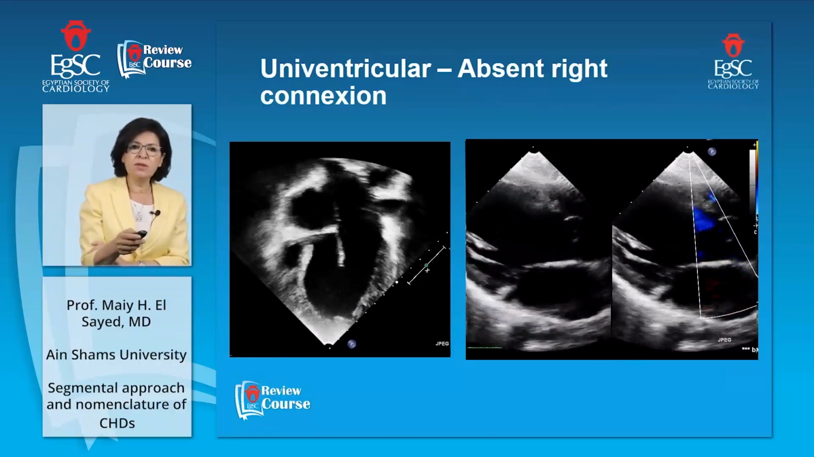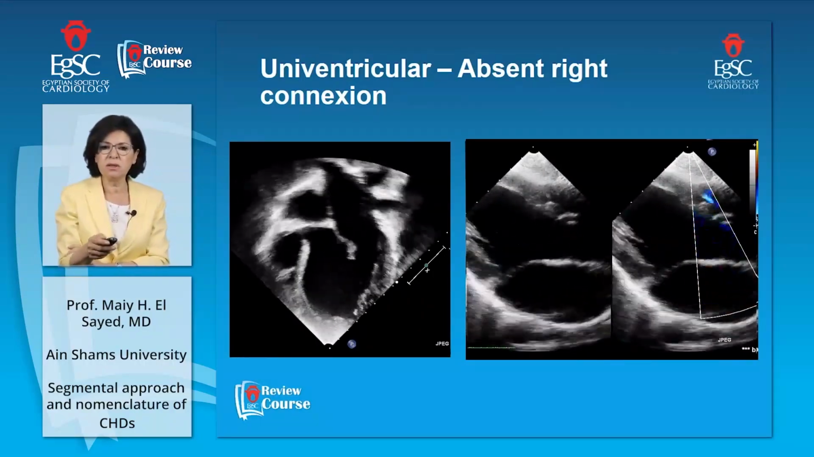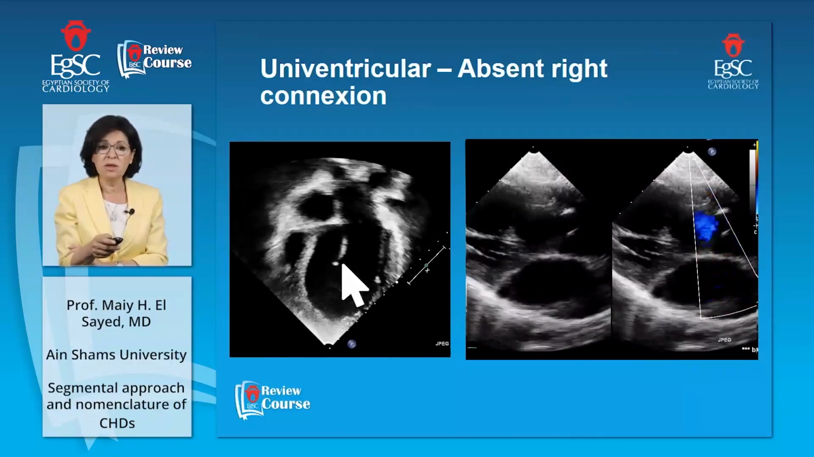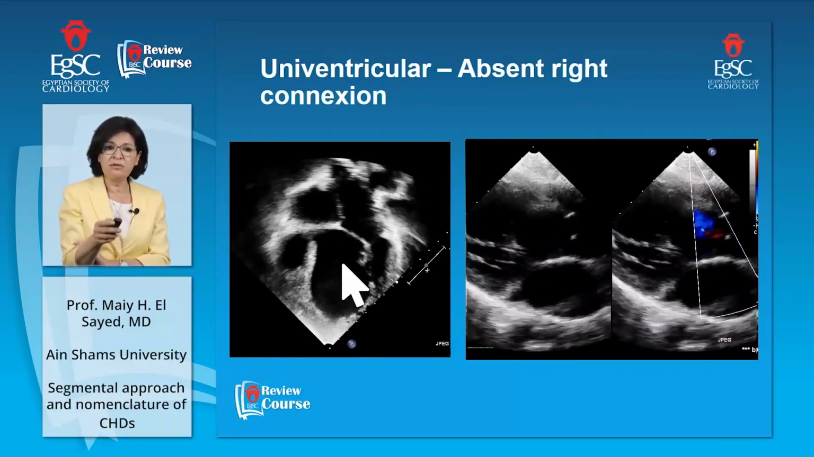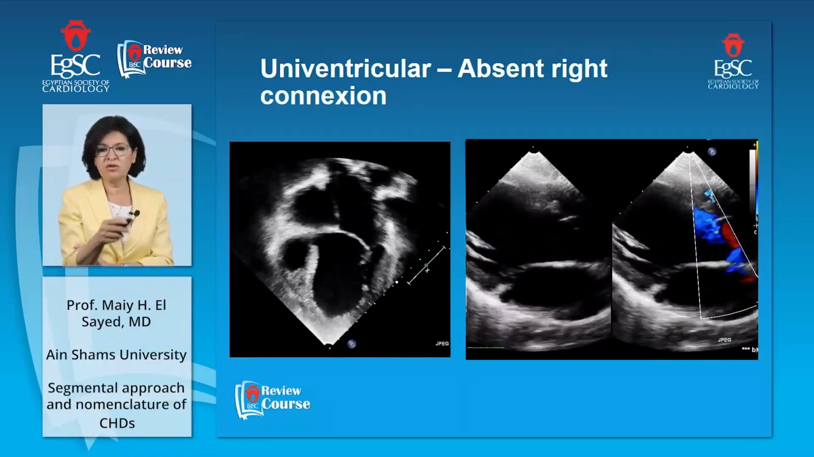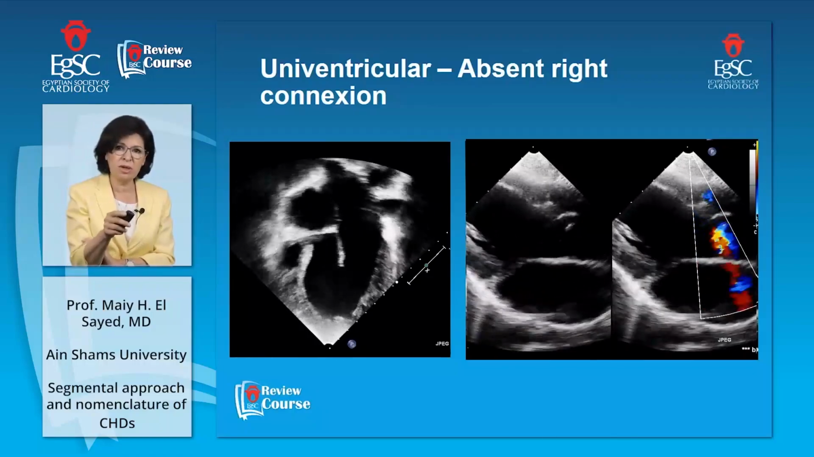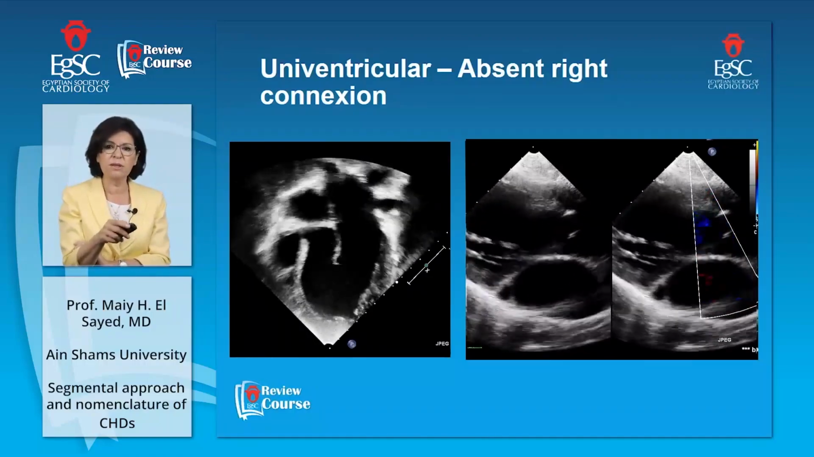And then it can be an absent right or an absent left connection. So in this example, this is an example of tricuspid atresia, where you have an absent right connection, a left atrium connected to the left ventricle. You have to mention this because sometimes you have an absent right connection and the left atrium will connect to a right ventricle, so you have to mention that.